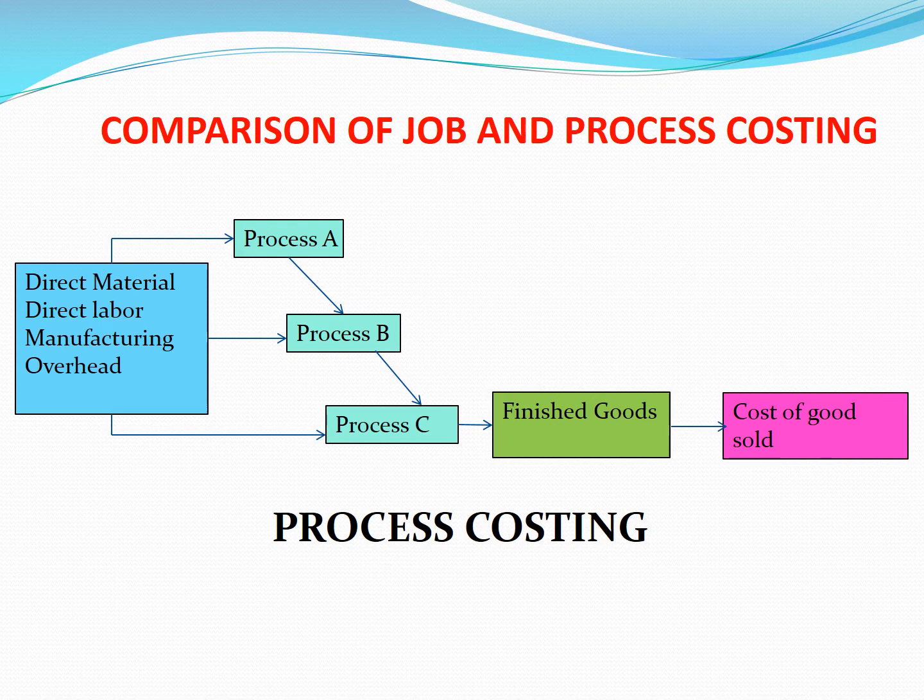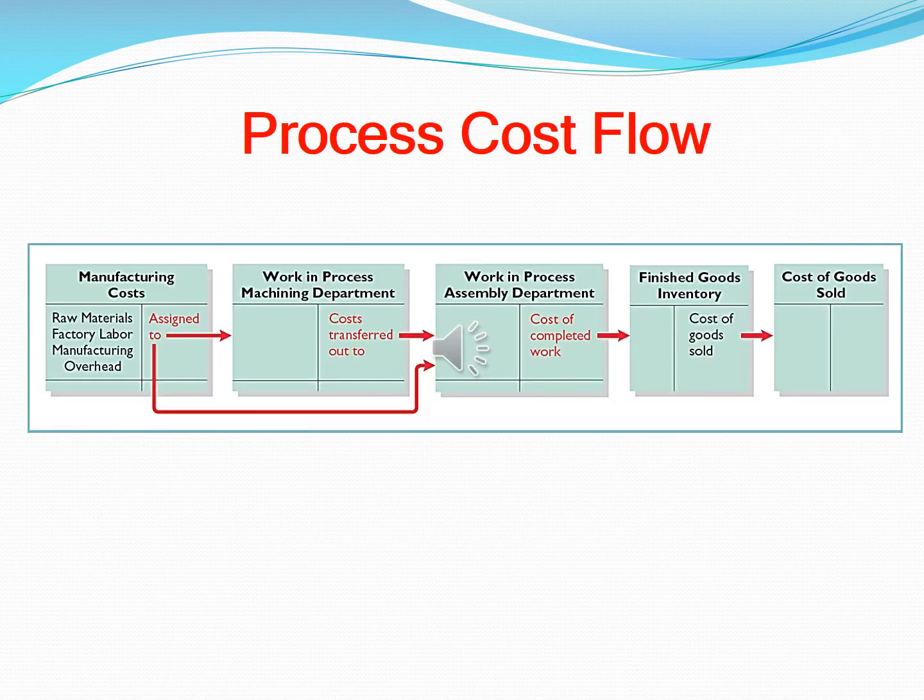4. Process costing, process cost flow. This slide shows the cost flow process. The raw materials, labor hours, manufacturing cost will be debited in the manufacturing account. When it's assigned, it will be transferred to work in process 1, completed. Then it will be transferred to work in process 2, completed. It will be transferred as finished goods, and finally it will be transferred to cost of goods sold.